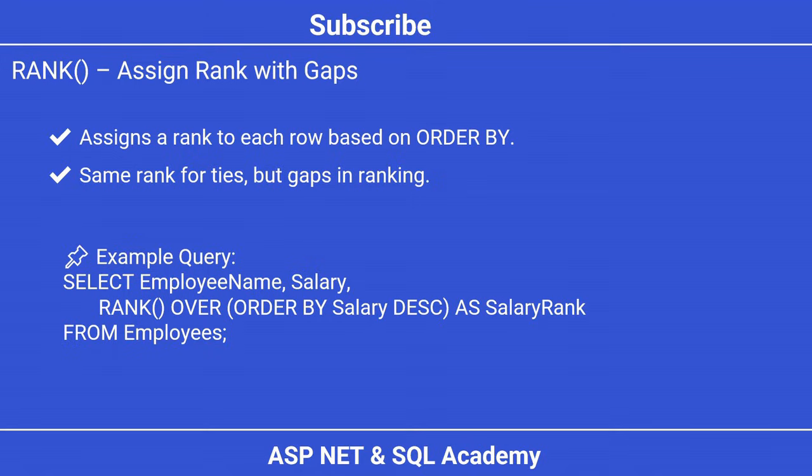Rank assigns the same rank for duplicate values but skips numbers for the next rank. Let us compare it with the dense rank.